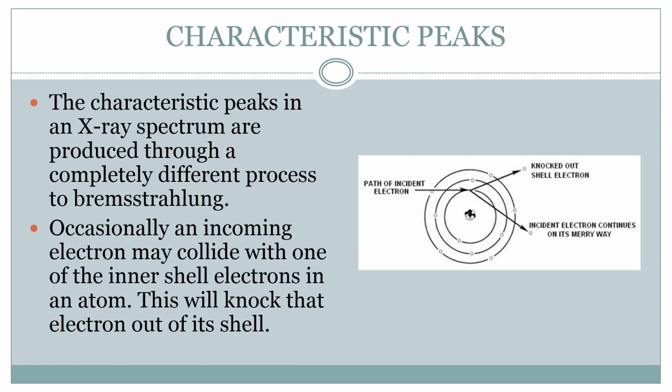Every now and then, and it's not terribly likely, but it can happen, an incoming electron will actually collide with one of the electrons that orbits the atom, one of the inner shell electrons, one of the ones that are closest to the nucleus. When that happens, it's going to knock that electron out of its shell, right? There's going to be a missing electron in one of the inner shells.